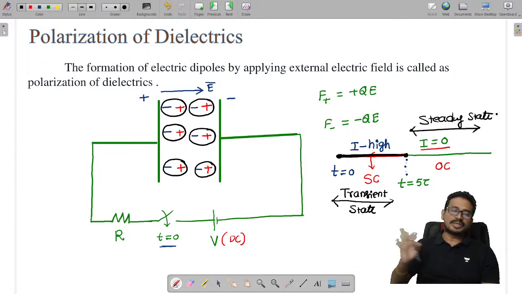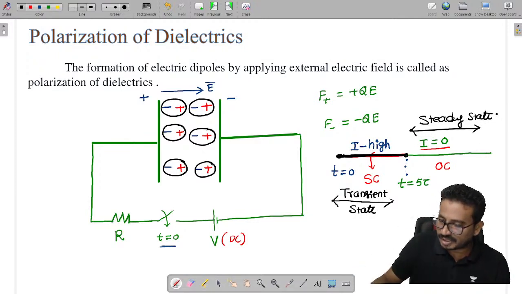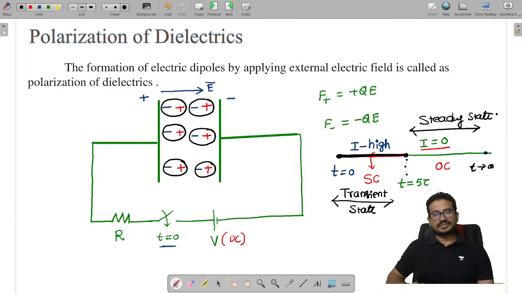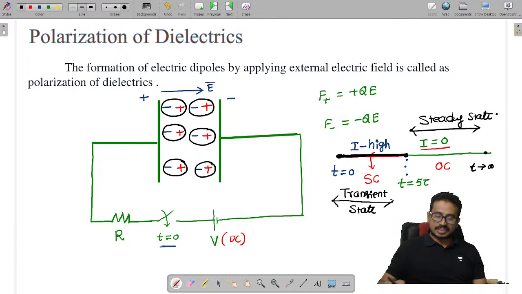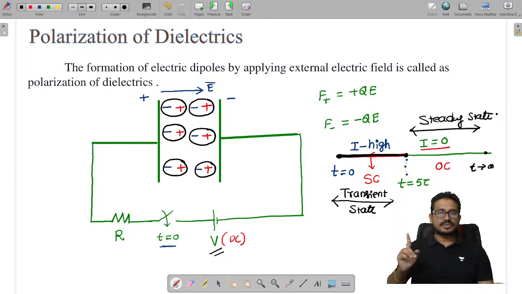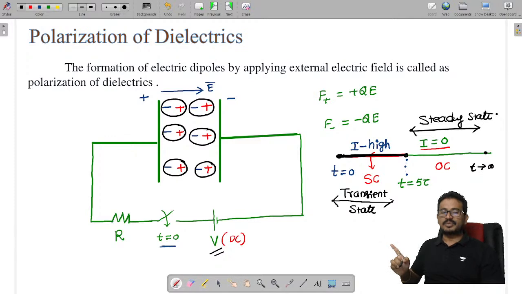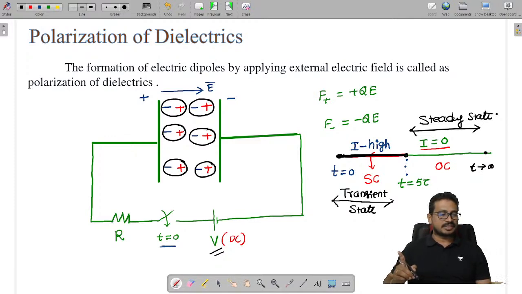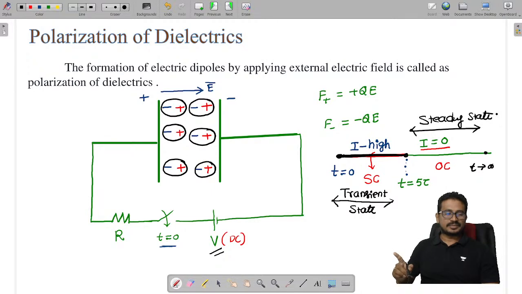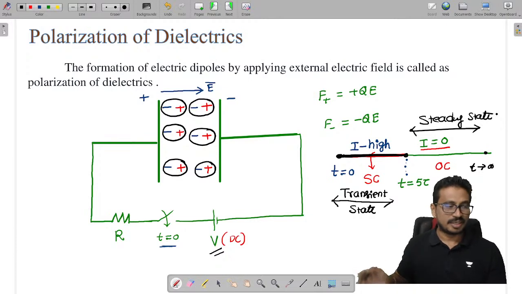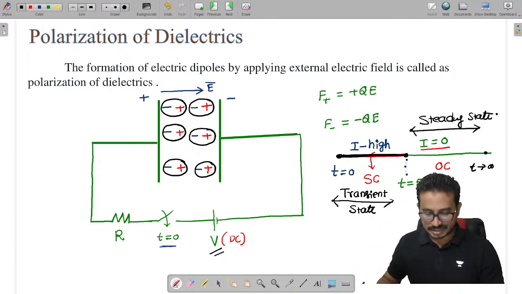Then after a long time, that is, t tending to infinity, somewhere here, after the formation of the dipole there is no further movement of charges. So in case of a DC supply, there is a flow of charges up to a certain time only, and that time is called the transient state. Once the dipole is formed, there is no flow of charges. Exactly, right. At t equal to 0 plus, not t equal to 0 minus, the capacitor is in the transient state.